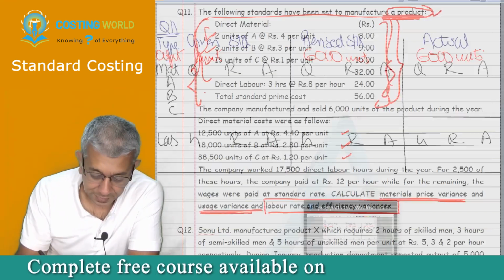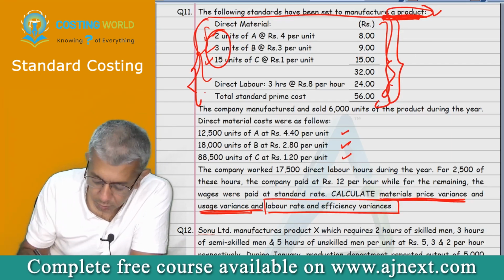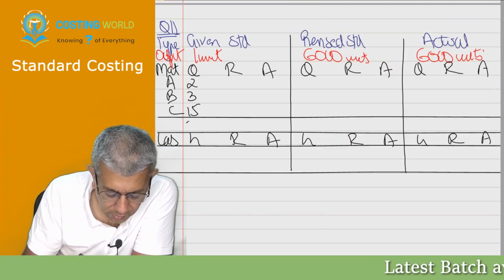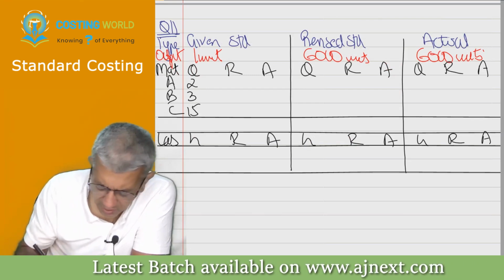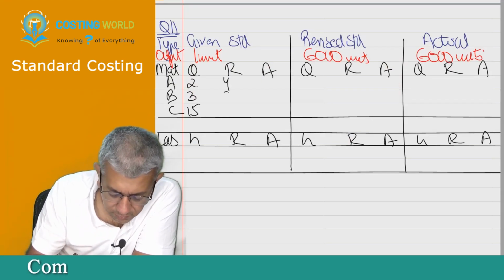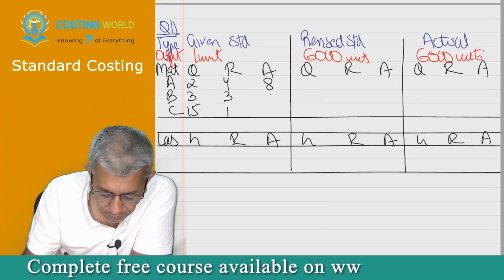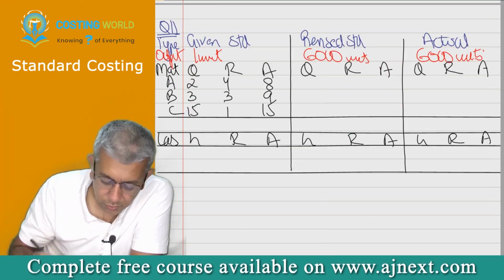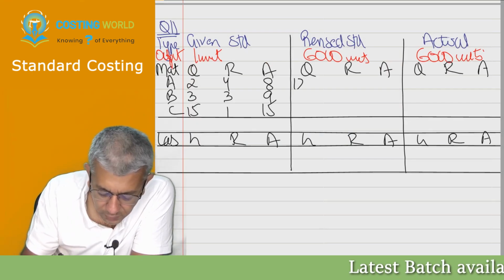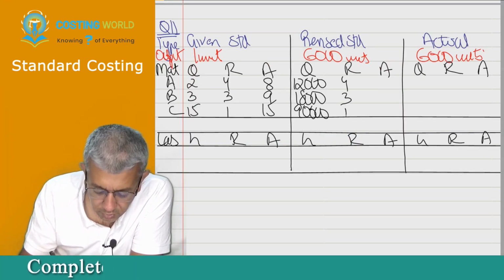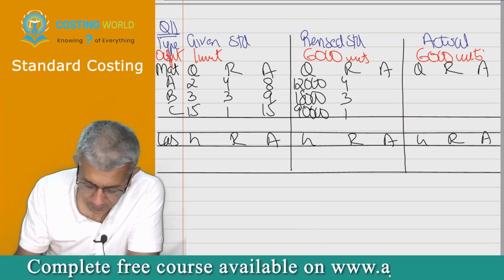Now, for 1 unit of A, 2, 3 and 15. I don't think I'll require much of the totals also, that's okay. 4, 3 and 1, 8, 9, 15. So for 6,000, how much will be required, beta? 12,000, 18,000, 90,000 to be purchased at the rate of 4, 3 and 1.